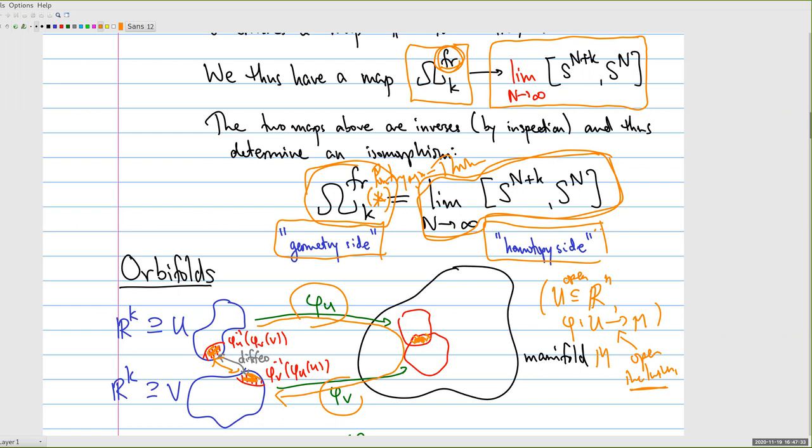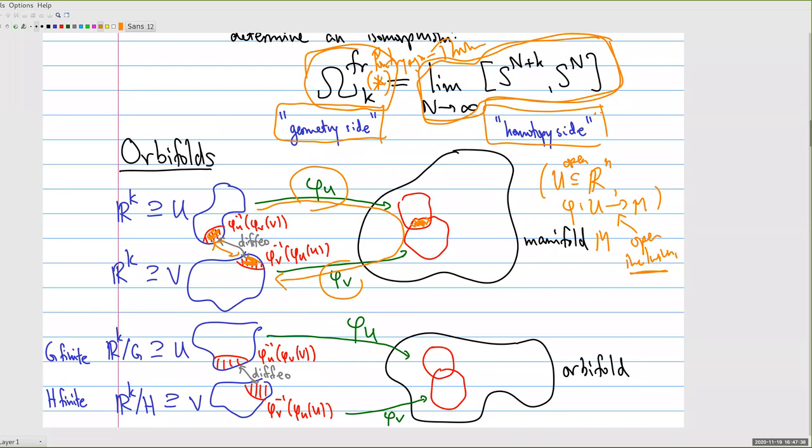Now, to have a smooth orbifold, it's exactly the same definition, except my local model is not R^n, but rather R^k modulo G for G a finite group. And here, I should probably specify G acting on R^k is just a linear representation. And you can have a different group for every chart.